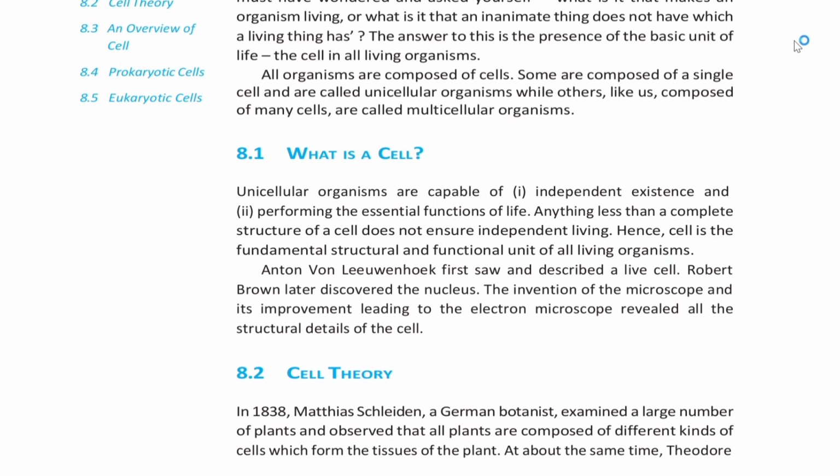Unicellular organisms are capable of independent existence and performing the essential functions of life. Anything less than a complete structure of a cell does not ensure independent living. Hence, the cell is the fundamental structural and functional unit of all living organisms. Anton von Leeuwenhoek first saw and described a live cell. Robert Brown later discovered the nucleus. The invention of the microscope and its improvement, leading to the electron microscope, revealed all the structural details of the cell.